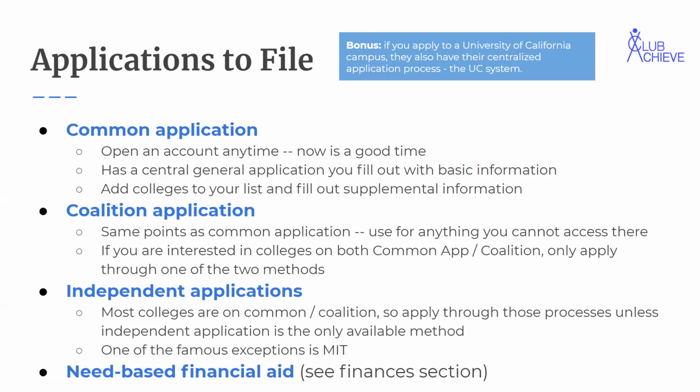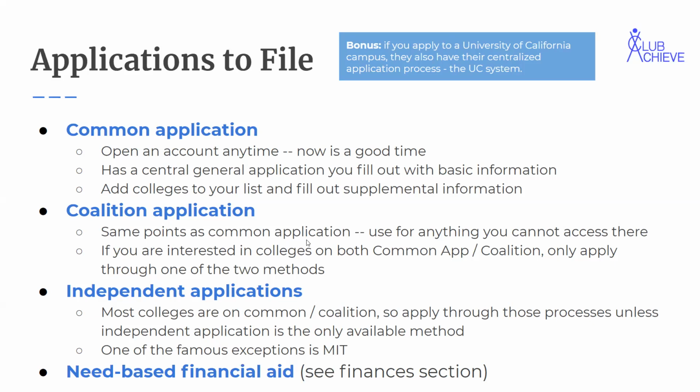These websites are big groups of colleges. They sign up to be a part of them so that you can fill out one general application, and then your information gets sent to all of these different colleges, so you don't have to fill out a separate form for every single college. It makes the process much easier if you apply using the Common Application and Coalition Application as much as possible.